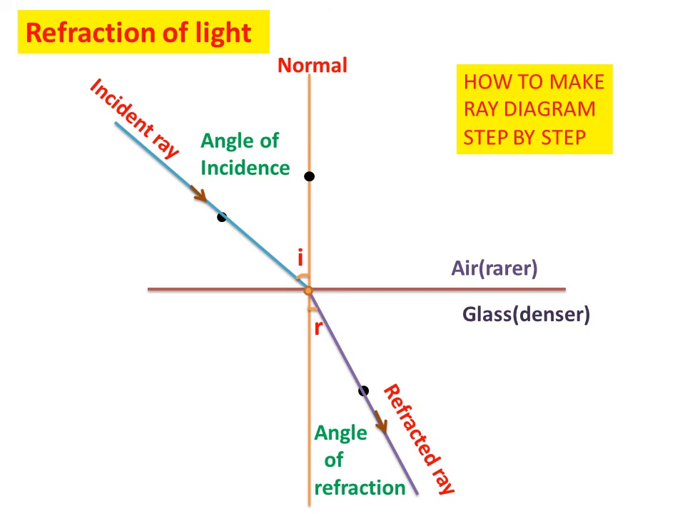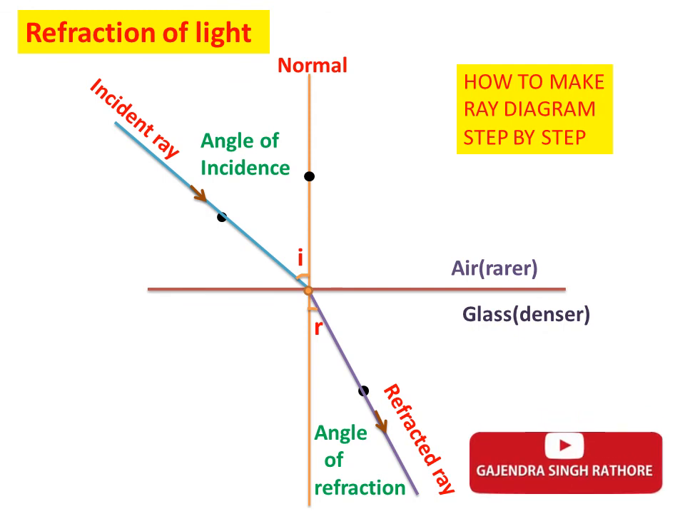So the angle of incidence here is 50 degrees and the angle of refraction here is 30 degrees, which we have drawn earlier. So this is our refraction of light, and we have made it step by step. Please do this. Thanks.